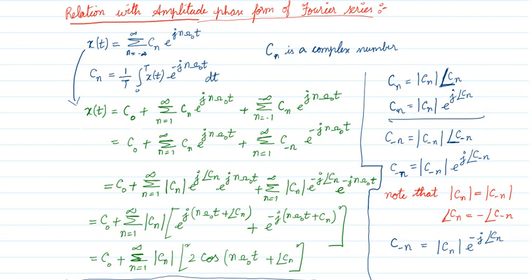Now we know the C of n is a complex number. If it is a complex number, it will definitely have a magnitude and phase angle, right? For example, if I say a complex number as a plus jb, what is the magnitude? Magnitude is square root of a square plus b square. Phase angle is tan inverse of b by a. Okay, so this is your phase angle, this is your magnitude.